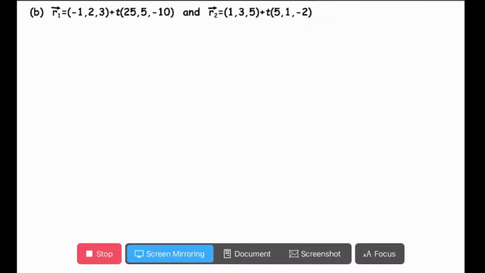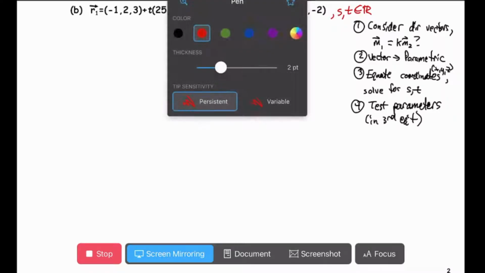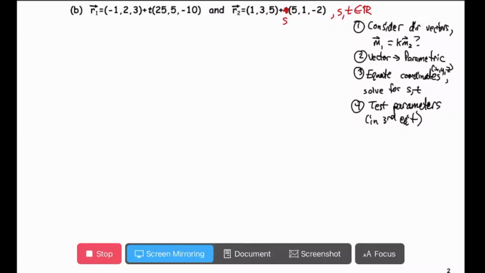Next up, we have two equations. We're just going to modify this slightly so that the parameters don't have the same value. And remember, s and t are elements of the real numbers. And let's copy our steps down and follow basically the same process again. Let's start with step 1 and see if these lines are parallel by using the direction vectors. So we have our direction vector m1 is equal to 25, 5, negative 10.